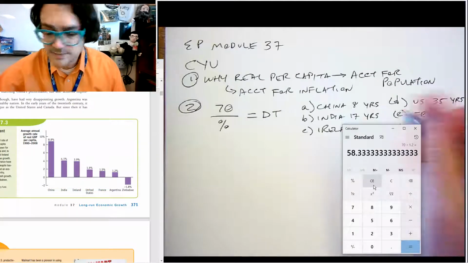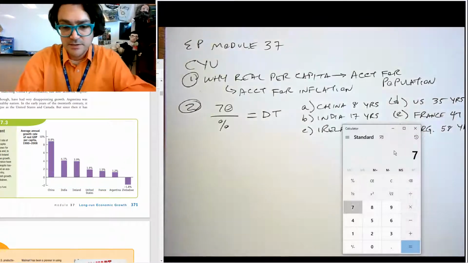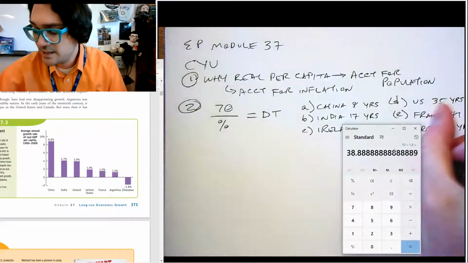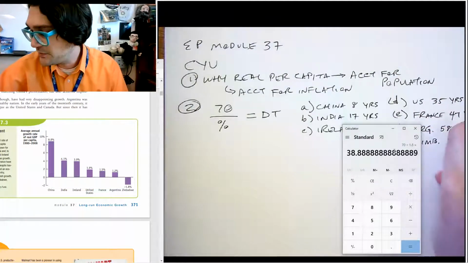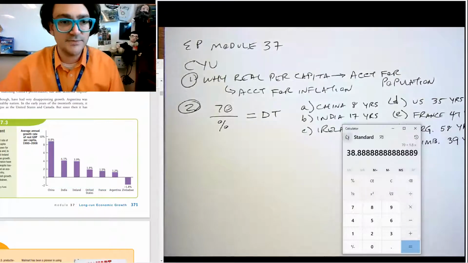And then Zimbabwe, this is going to give us a halving time, 70 divided by 1.8, and their economy will actually be cut in half in 39 years. So in addition to being a doubling time, it's a halving time as well.